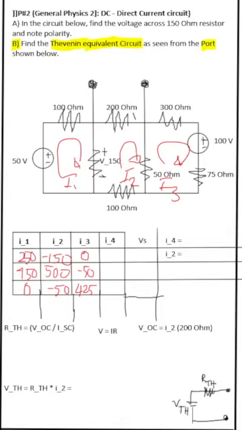It's V-Ray 6 and part 2 of General Physics 2DC, part B. Part A was in the previous video. Go to the previous video. Using the same data from the previous video, find the Thevenin equivalent circuit as seen from the port shown below.